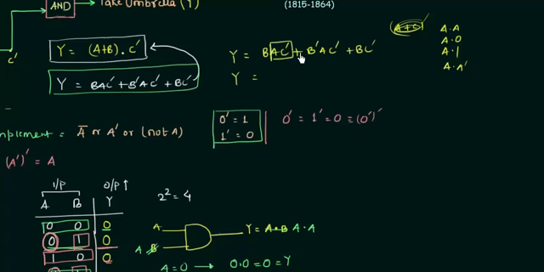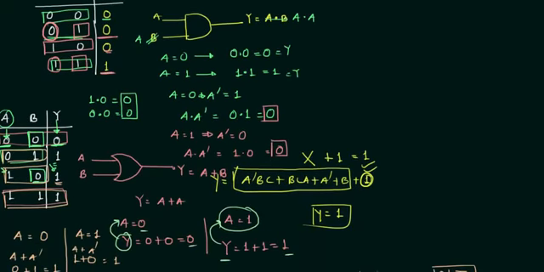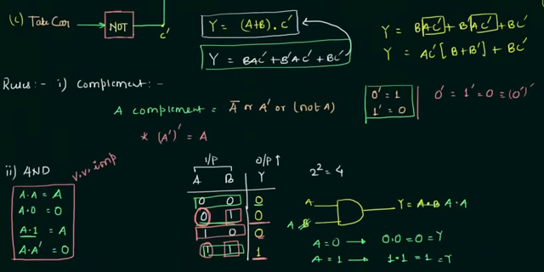Then finally we will move for the OR, and I can see this AC complement is common in the first two literals, so I will take common AC complement, and in bracket I will have B or B complement, and this one is written as it is, BC complement. So what if I have B or B complement? What is the result? Let me show you the result from here. A or A complement is equal to 1. So if I have B or B complement, definitely it will be equal to 1.